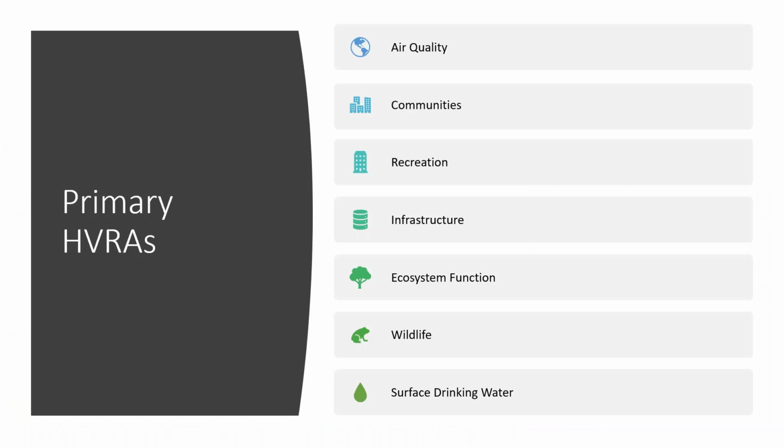So next, I built a customized HVRA data set, and I used air quality, communities, recreation, infrastructure, ecosystem function, wildlife, and surface drinking water. And these are in no particular order. One thing to remember is when identifying your HVRAs, you want to limit this list to those of the highest value.